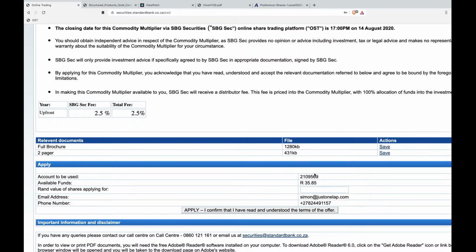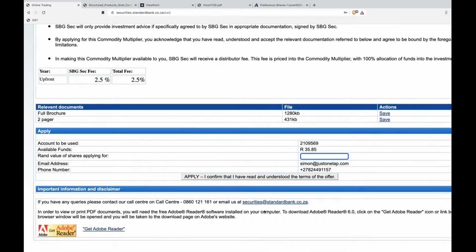And then importantly, the account that you want to apply into, available funds, in my case, insufficient, 35 Rand and some cents. ZAR amount that you would want to be applying for. That, of course, is 50,000 minimum, and then your 5,000 thereafter. And then you would click, yep, done, and it would be applied for.